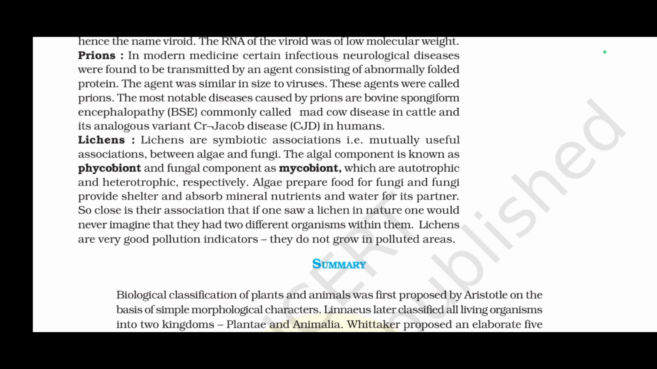So close is their association that if one saw a lichen in nature, one would never imagine that there were two different organisms within it. Lichens are very good pollution indicators, that is, they do not grow in polluted areas.